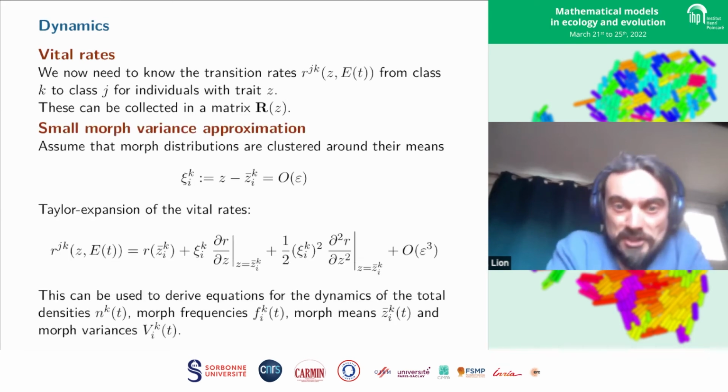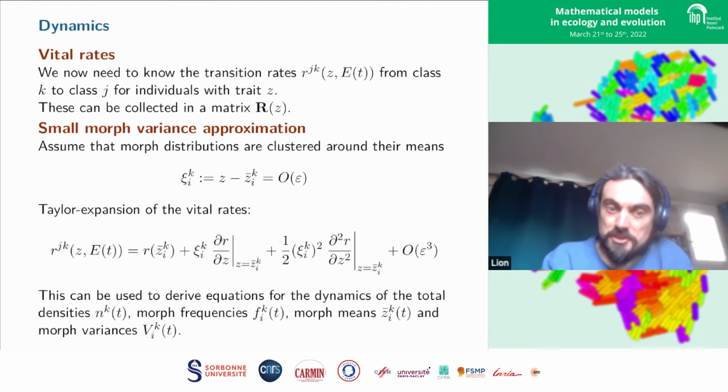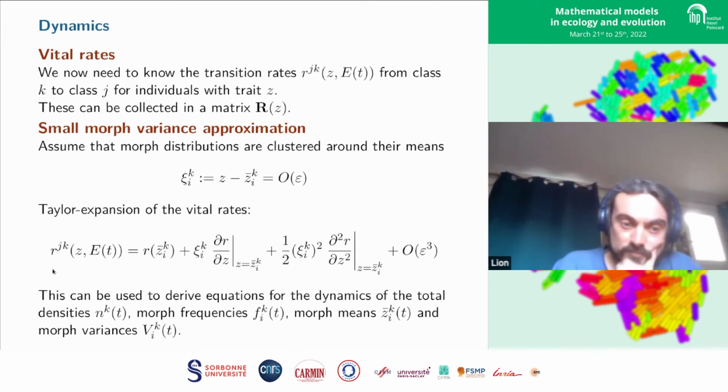And we can do the small variance approximation. So within each class, we're going to assume that the morph distributions are clustered around their means. So this means that this quantity here is small. We do the same Taylor expansion as before, except that R_jk, the means, give us, let's say, the reproduction of k individuals into class j. So we're going to do a Taylor expansion around the morph mean in class k, inside the parental class, so to speak. So this is the crux of the approximation.